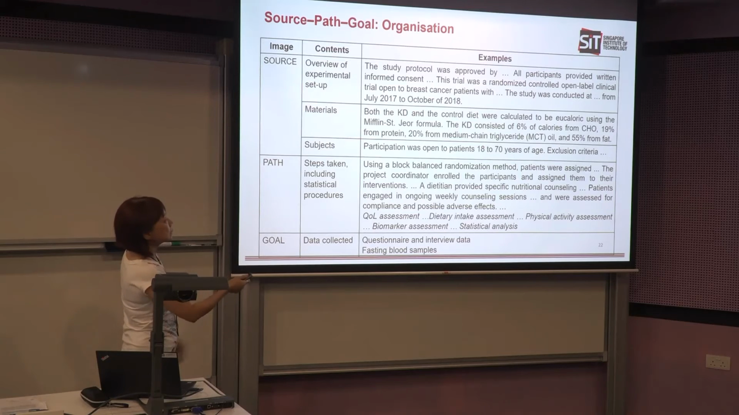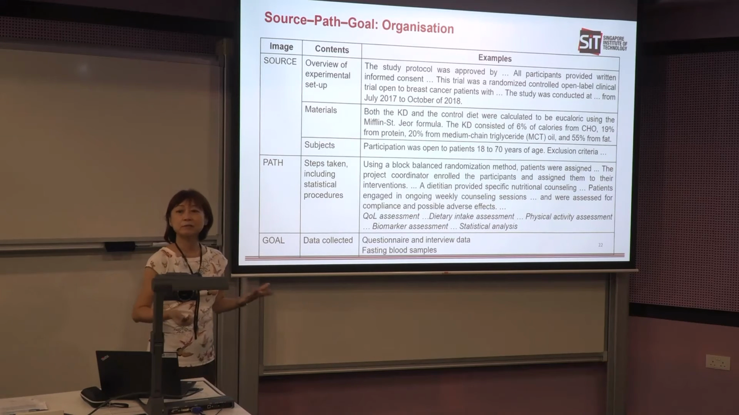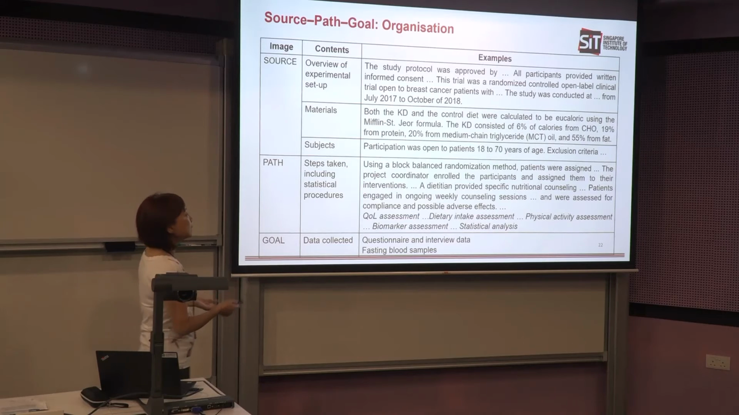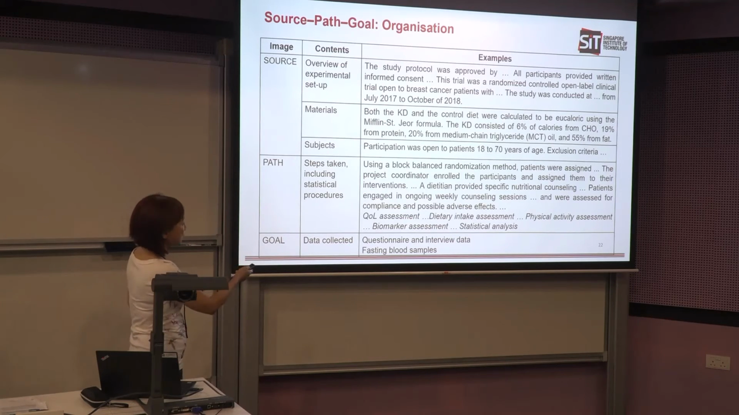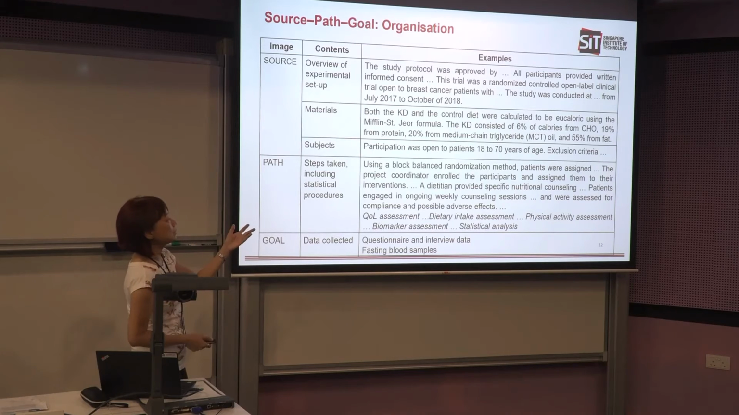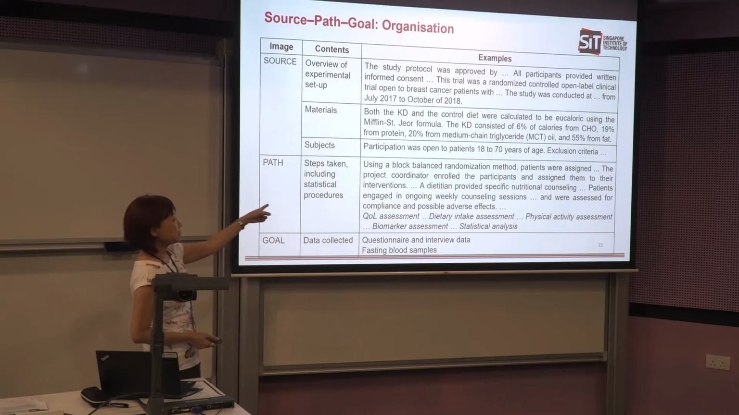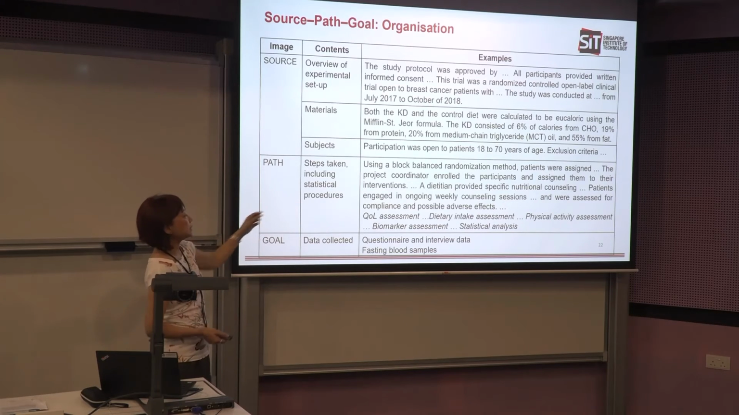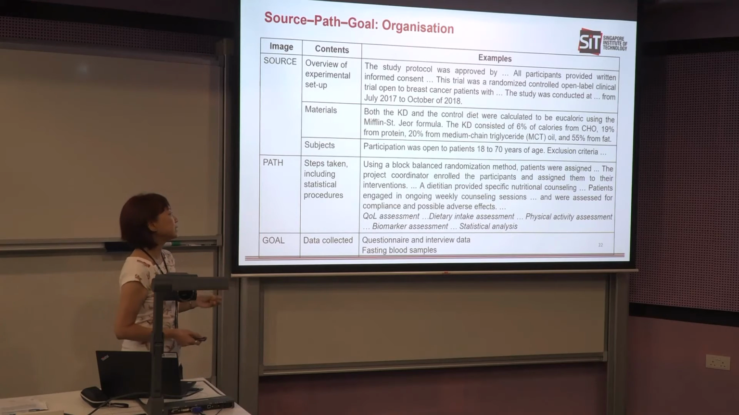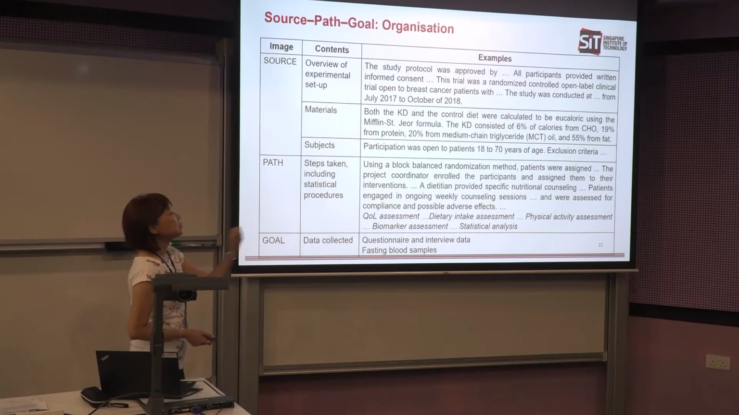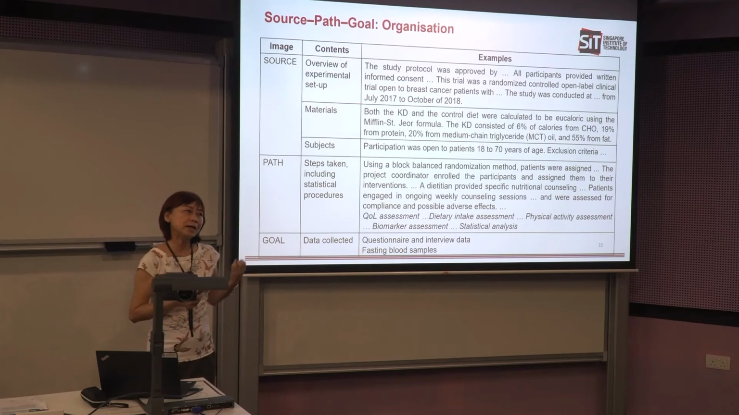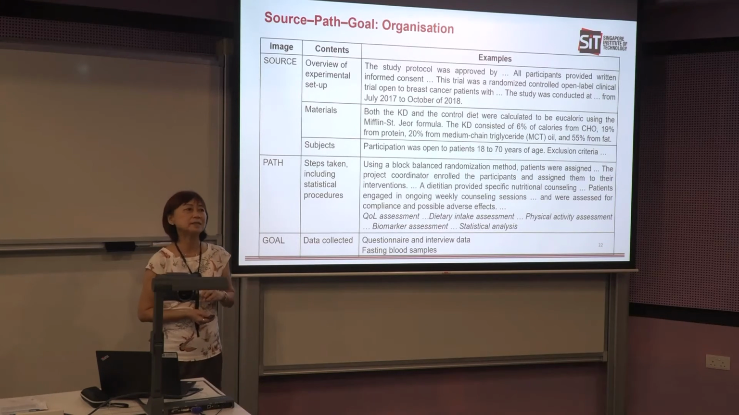So here you've got, as you will know, the passive is often used, right? But sometimes the authors will also use the active voice. Okay, so this is the path. You've got things like: using a block balance randomization method, patients were assigned. This is the passive, were assigned. Then comes the active. The project coordinator enrolled the participants. Dietitian provided this. So we may want to ask, why not the passive voice here? Why suddenly do they switch to the active voice?